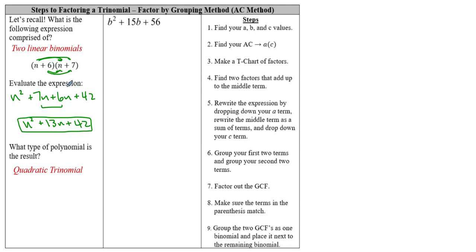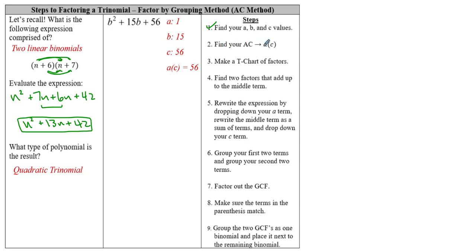We want to go the opposite direction. We want to get this down to 2 binomials. So the first thing I like to do is find my a, b, and c values. I already got that down right here. I am looking at the coefficients. So this is my a, 1, 15 is my b, and then my c is 56. All right, so that is step 1.